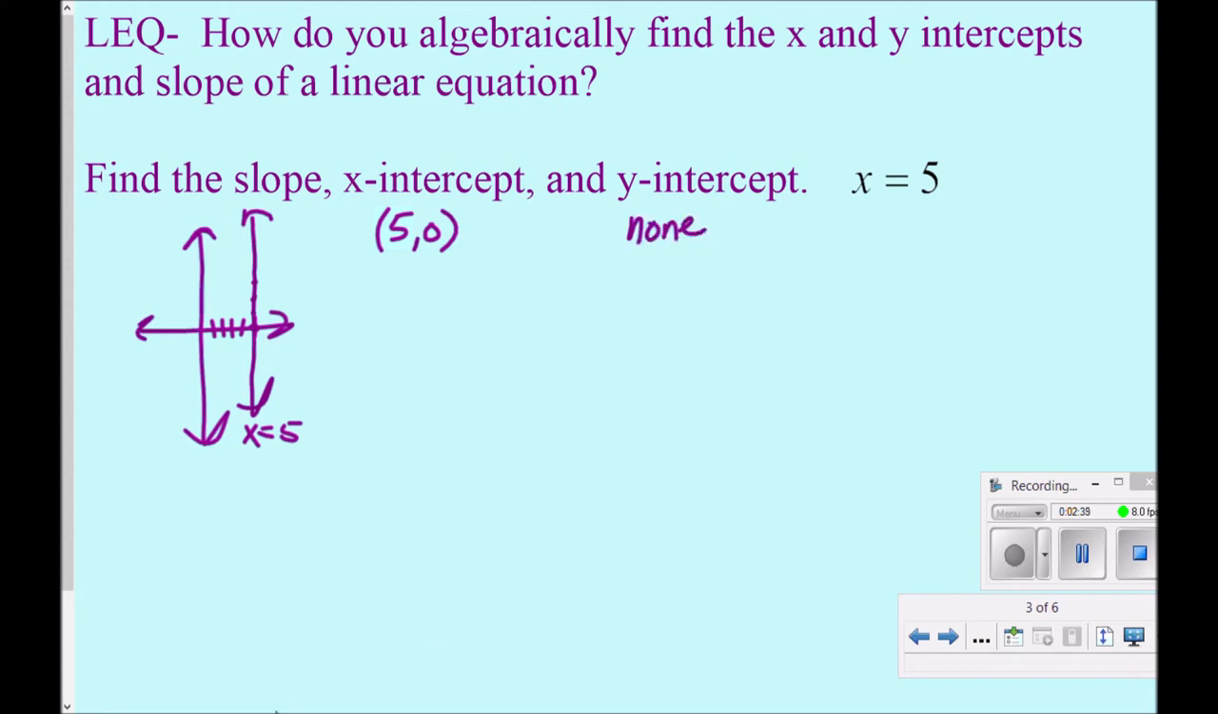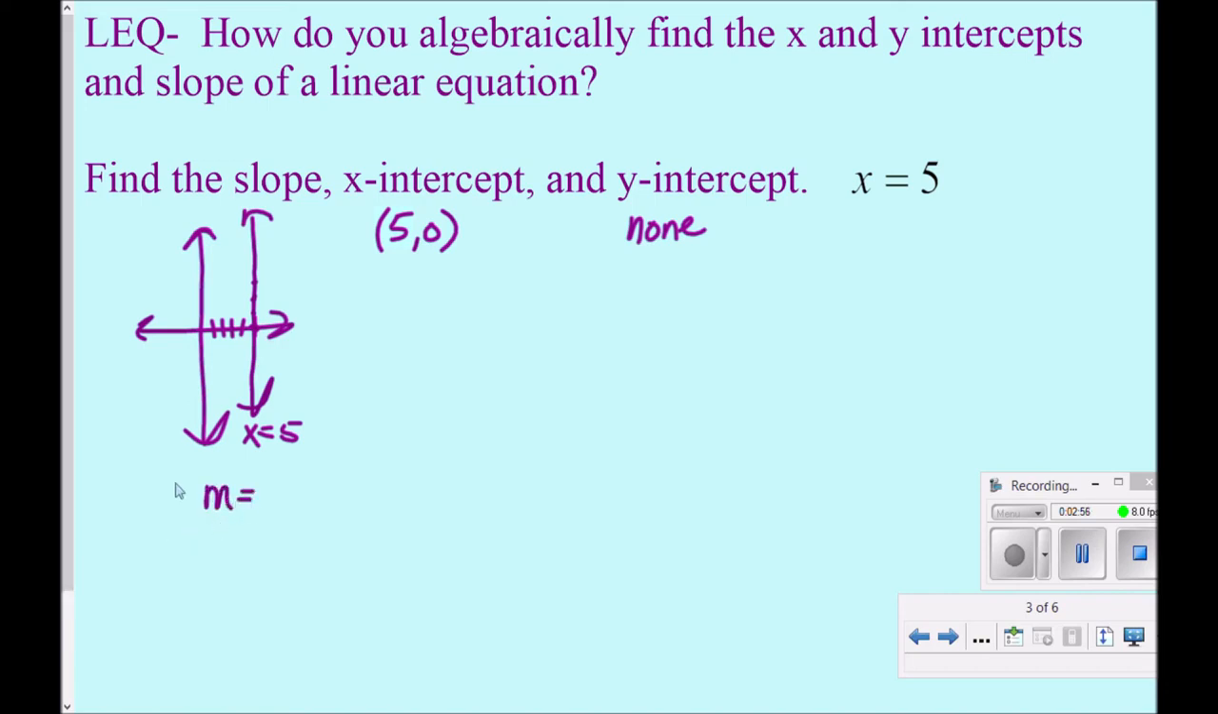And the slope, there's a couple ways you can do this. You can remember the slope of a vertical line. You may remember that from Algebra 1. Or if not, you're going to count the rise over the run, or you're going to pick 2 points and calculate the slope that way.